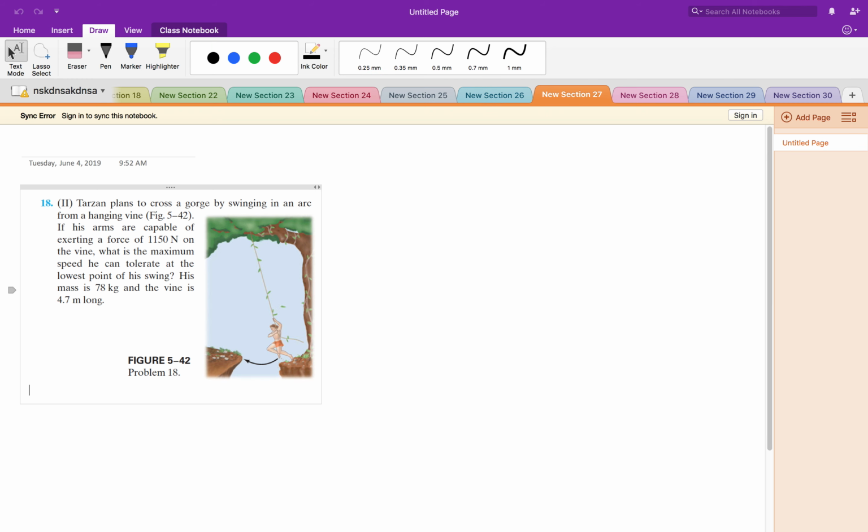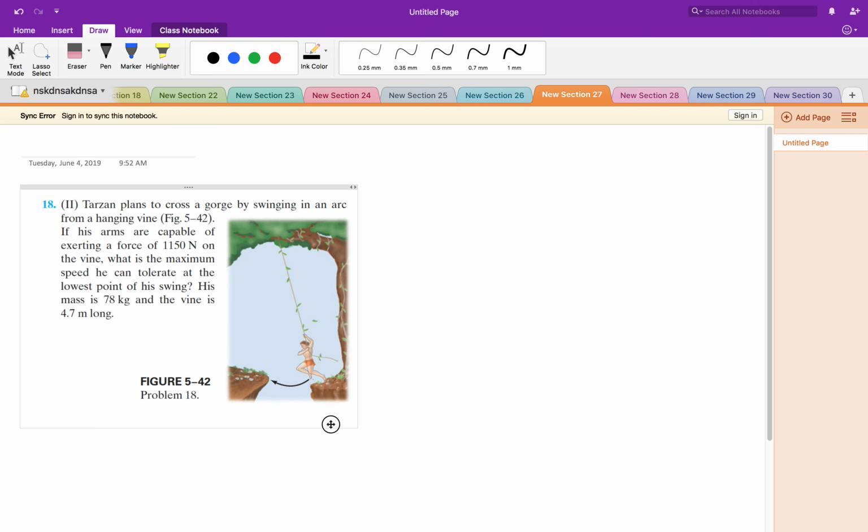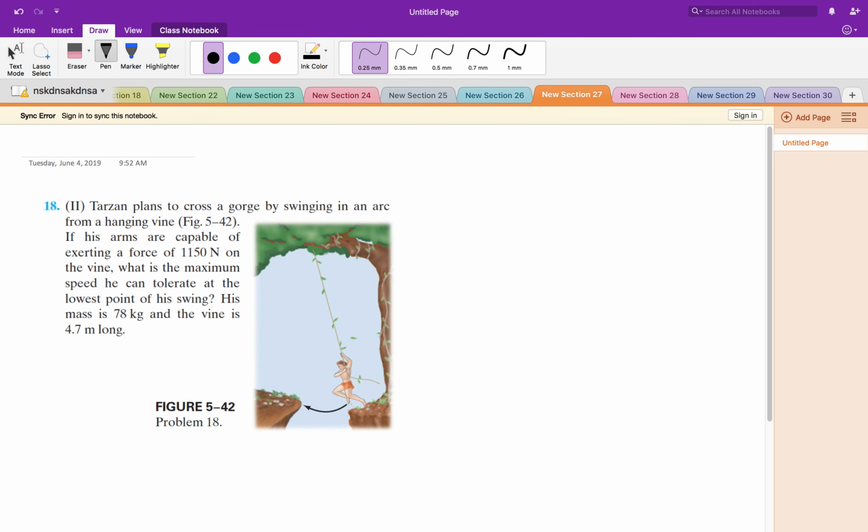Here, a little more complex. So there's a guy, let me make this picture a little bigger. All right, so there's this guy swinging in a piece of circular arc, and they tell you that he can exert a force of 1150 newtons, and they want to know at the lowest point of his swing. They give you his mass, and they give you the vine length, and they want to know what's the max speed.